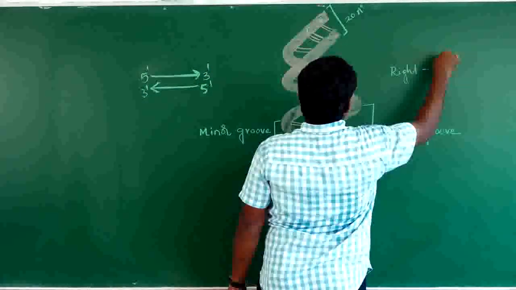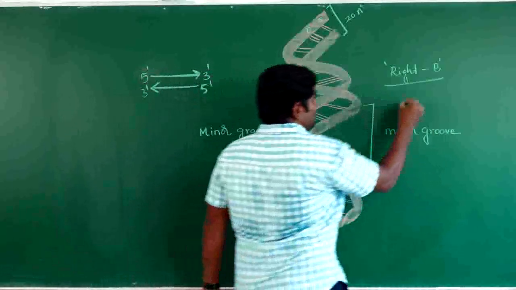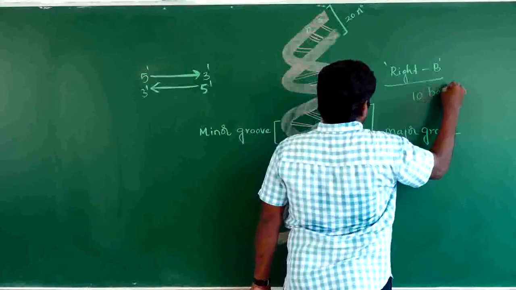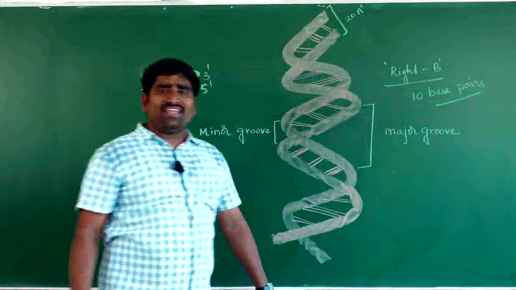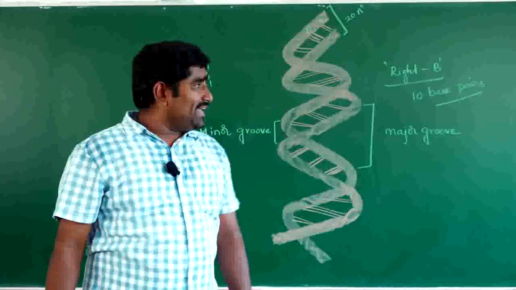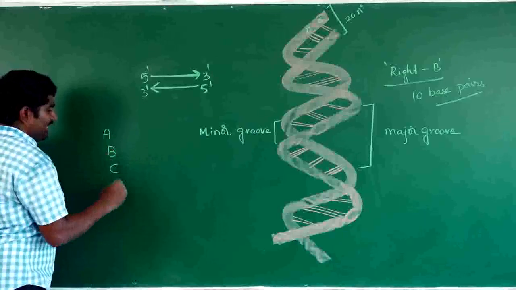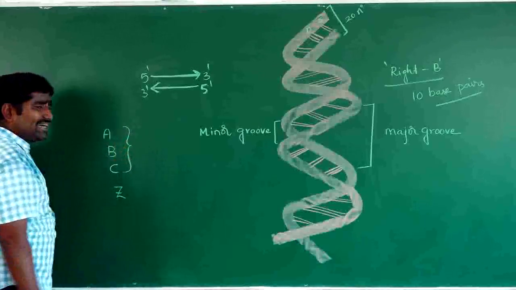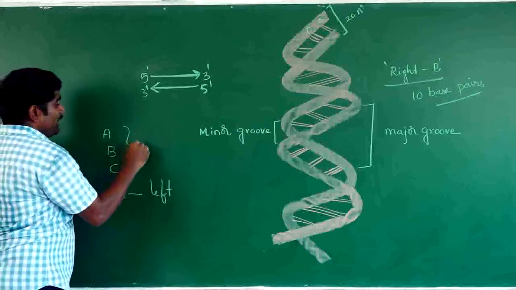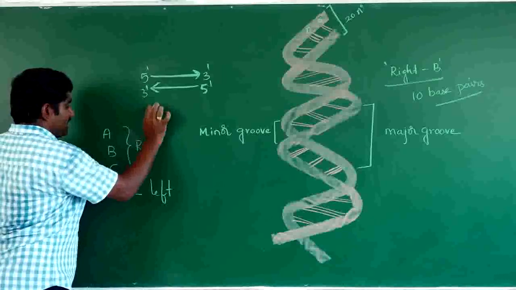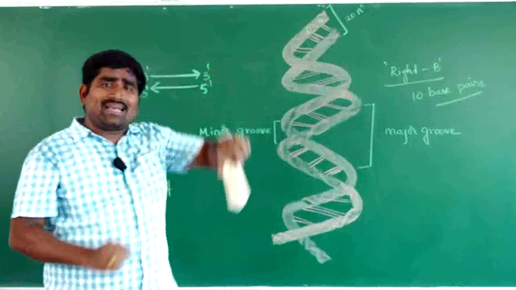So this is a right-hand helix DNA, also known as B DNA. This right-hand helix DNA forms a full turn, and a full turn contains 10 base pairs. There are four common types of DNAs: A DNA, B DNA, C DNA and Z DNA. The first three are right-handed DNAs, and Z DNA is the only left-handed DNA, because in the right-handed ones the helix turns towards the right side.